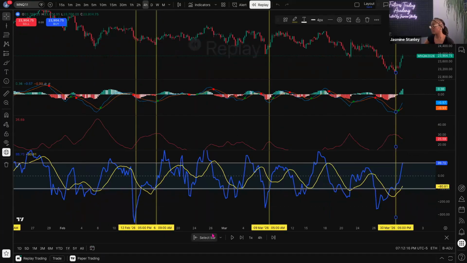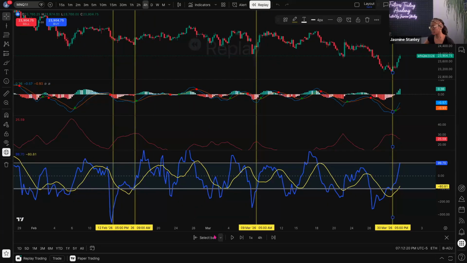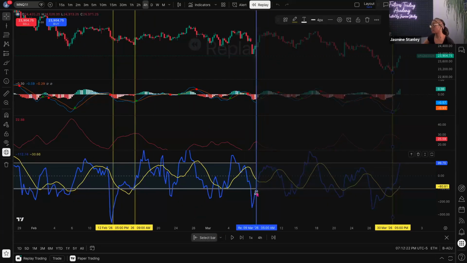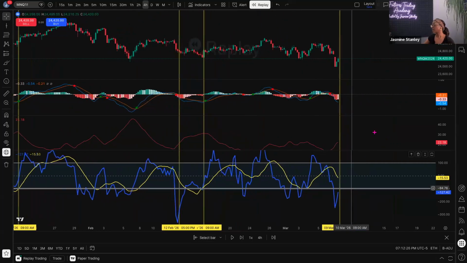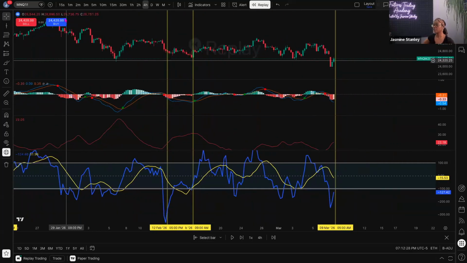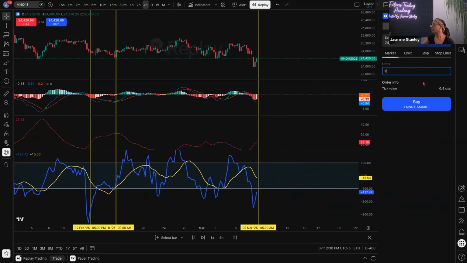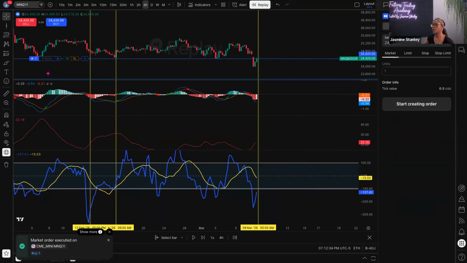So let me try to do back here. Let's just say we're back here. Let me try to do this one. Okay. I'm just gonna pretend like I'm getting in just so I can see how much money this would be worth if I got in right here with one MNQ. Am I on paper trading? Yeah. I would hate to be in on my own account with this.